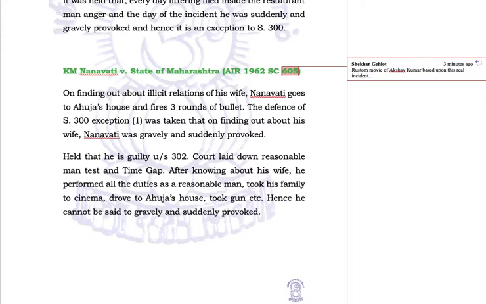Okay, and it was a planned murder. After 10 to 12 hours of knowing that thing, then it is not culpable homicide, it is a murder.